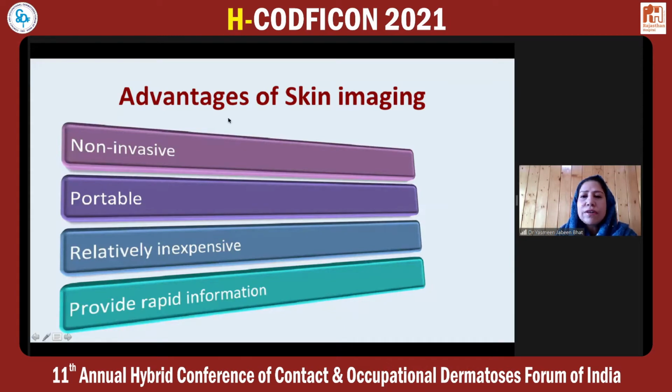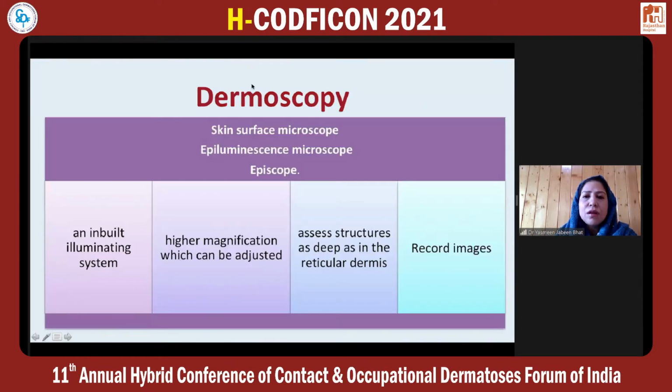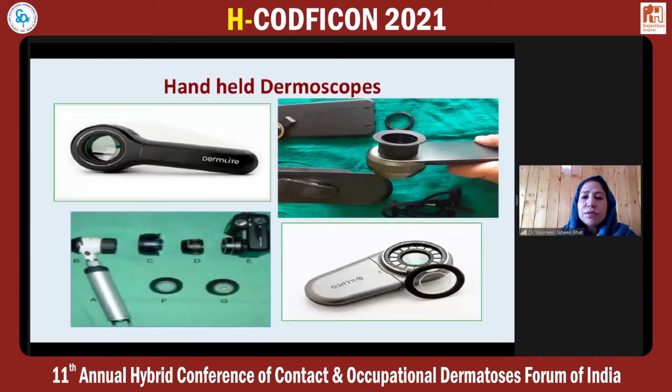There are various advantages with these techniques of skin imaging because they are non-invasive, slightly portable, and relatively inexpensive, and they provide rapid information which can help us in easy diagnosis. Now coming to the most common, that is dermoscopy. We know it's done by a handheld tool, the dermoscope, which has an illuminating system, and we can see a magnified image through which we can see structures as deep as the reticular dermis, and it records the images as well.